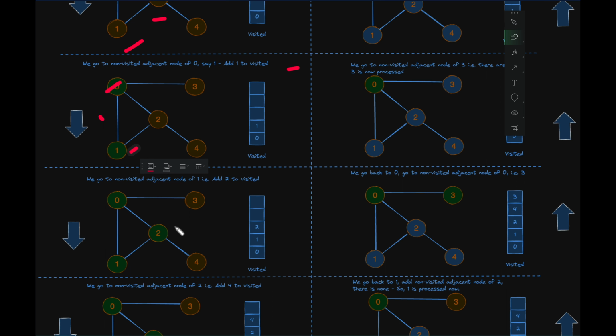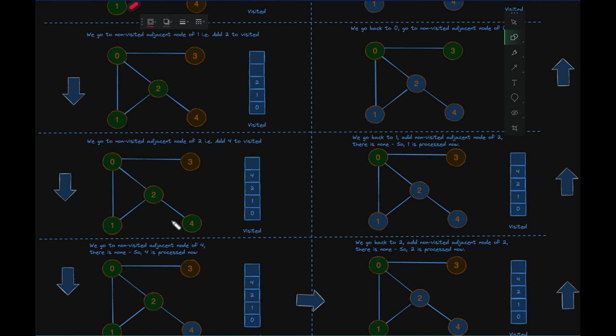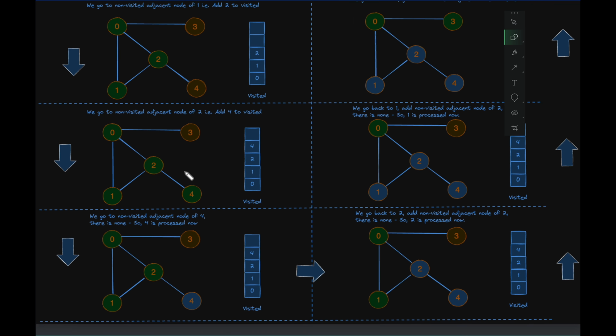and move ahead further. So now we will look at 2 and check again, are there any nodes for 2 which are not yet visited? So we will see that 0 is already visited, so we will not go there, but we have not visited 4, so we will also add 4 to the visited set, but none of them is yet processed, right? Because we are going deeper and deeper and deeper. So this is what this algorithm is showing now.